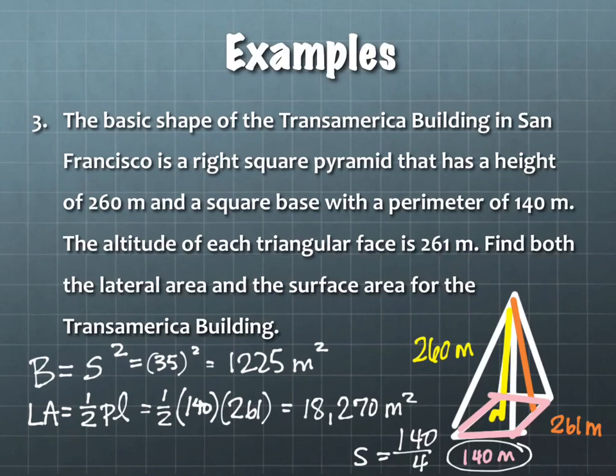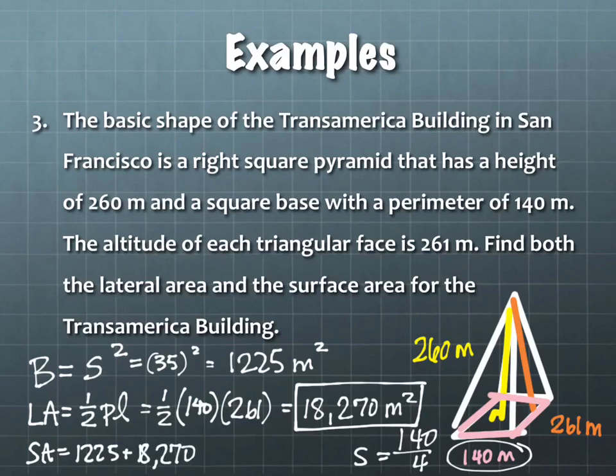Now, they actually asked us for this quantity as our lateral area. So that's one of our answers. The other thing that they asked us for was the total surface area, which can be found by adding these together. So if we do 1225 and add in the 18,270, then we will end up with 19,495 meters squared for our surface area. Any questions on that one?